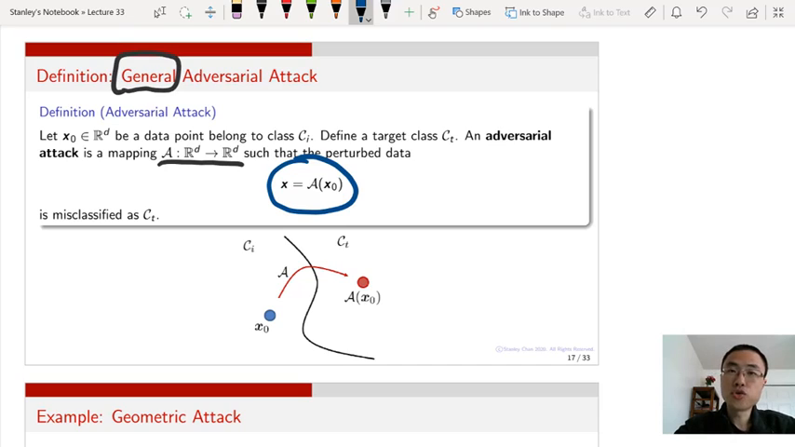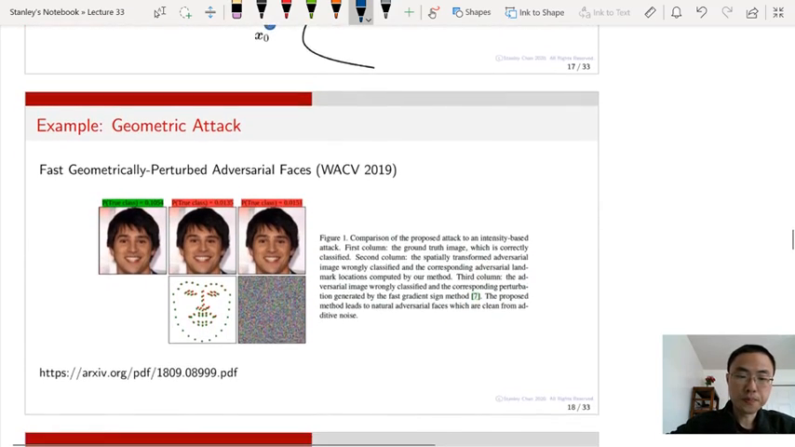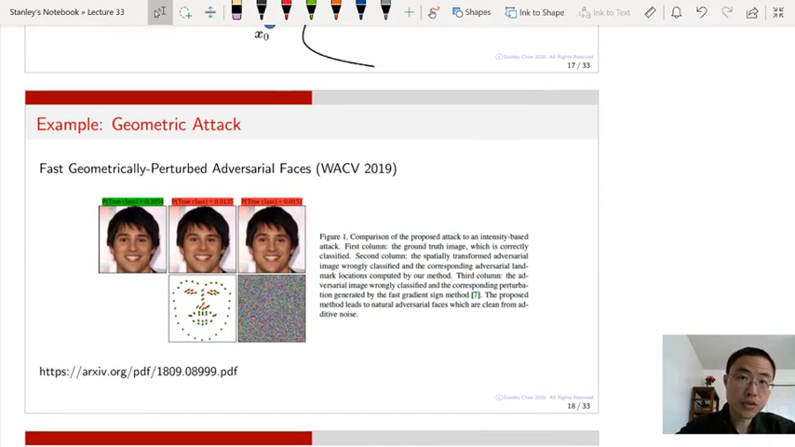Now you can also do a geometric warping of the image, for example, like this one. This is a paper that was published in WACV 2019. What they do is that they start with an image. This is the correct image. And then they perturb the image using a geometric warping. So you can imagine that there's a face and then you warp the image. For example, the mouth, the nose, the eye. You move things up and down, left and right a little bit. This is called a geometric warping.